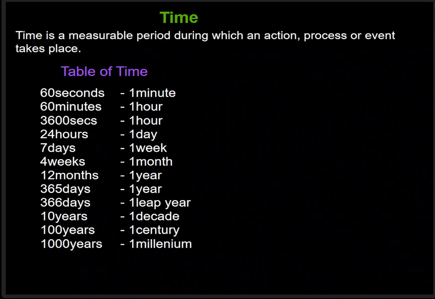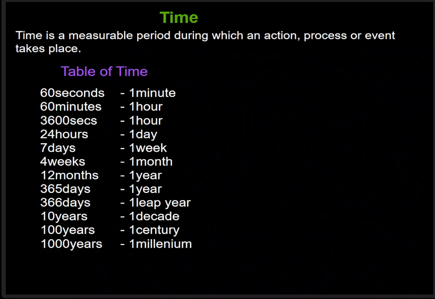We define time as a measurable period during which an action, process or event takes place. A measurable period during which an action, a process or an event takes place. So this is how we define time. It's just a period in which an activity or an event or a process or an action takes place.